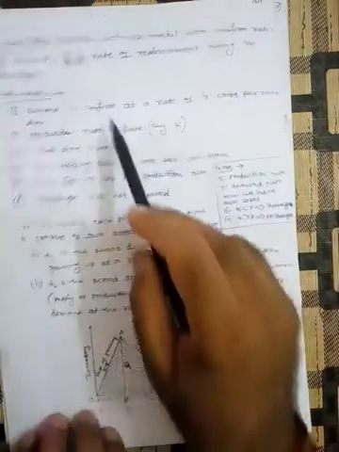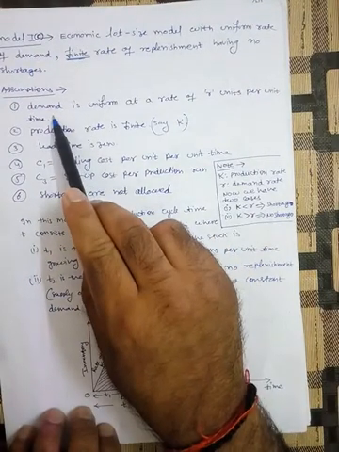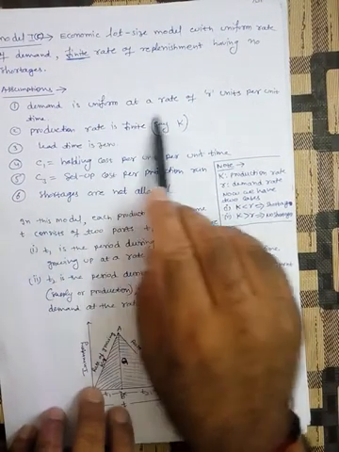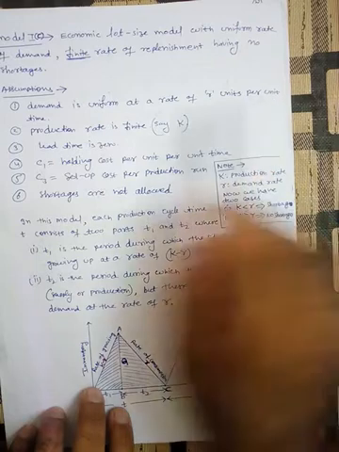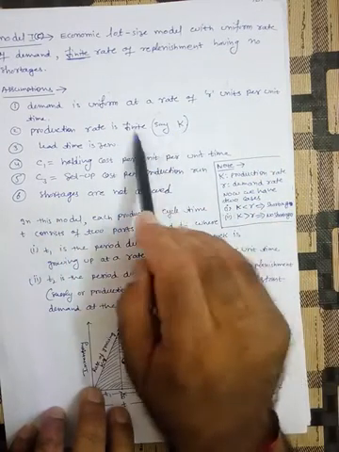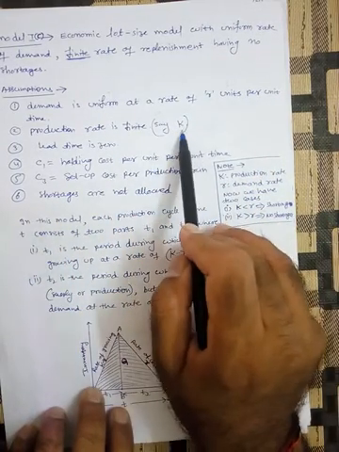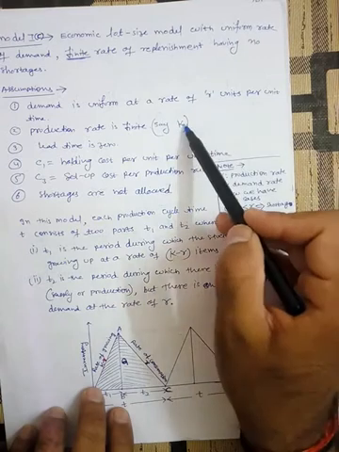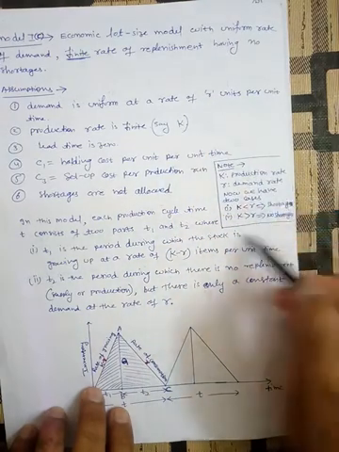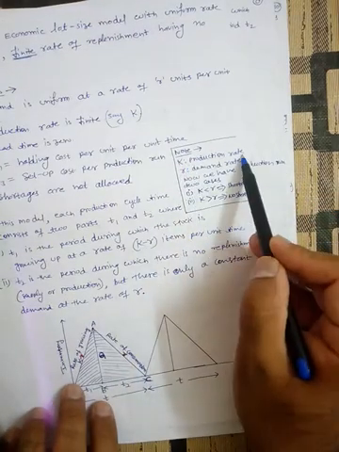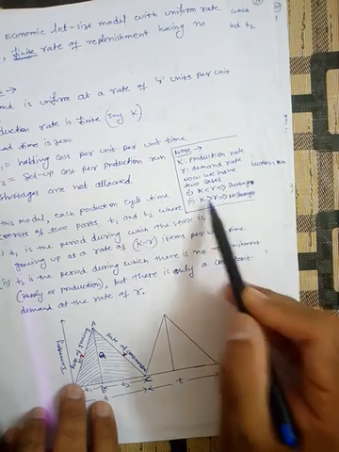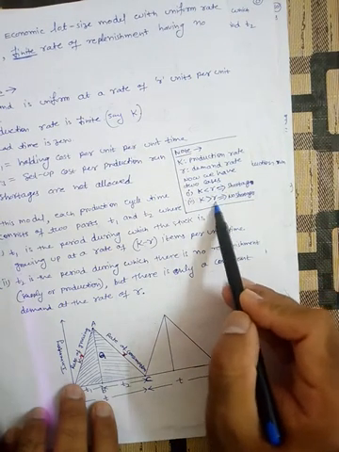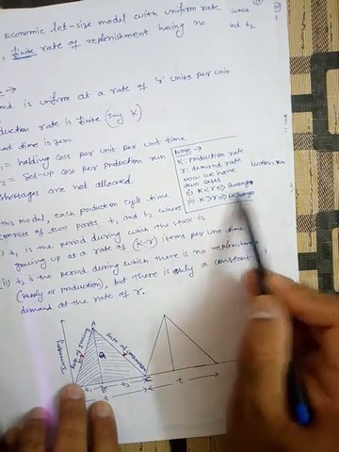So now what are the assumptions? Demand is uniform at a rate of R units per unit time. Production rate is say K, which is finite value. Now here K may be less than R or K may be greater than R. So here K is the production rate, R is the demand rate. If K is less than R, then shortage.